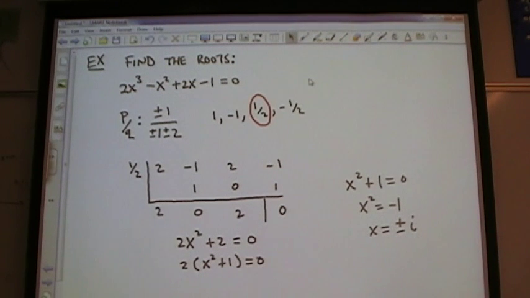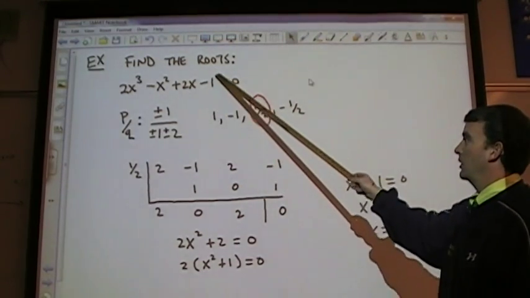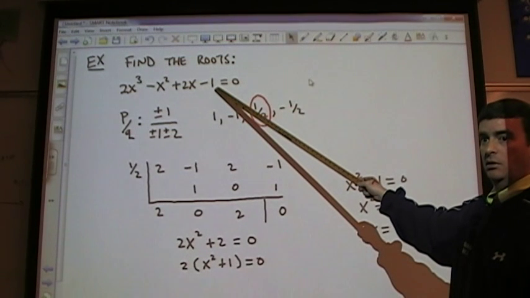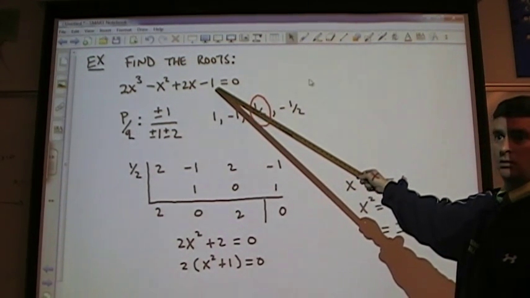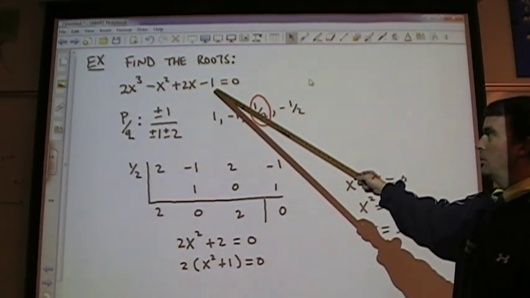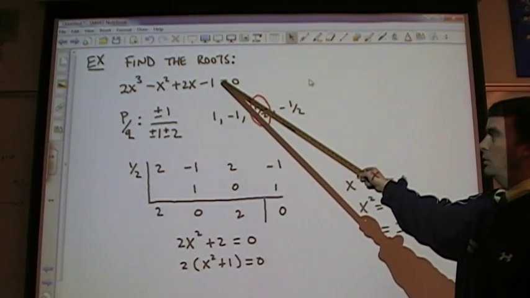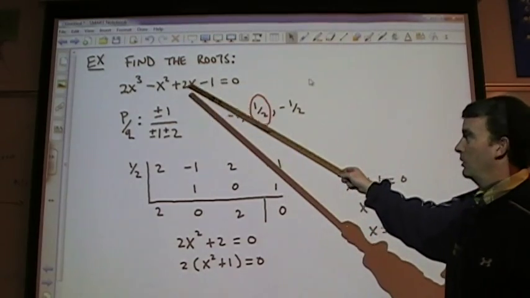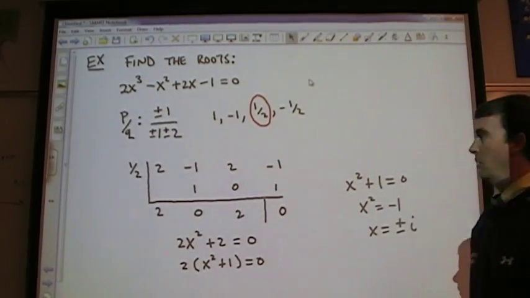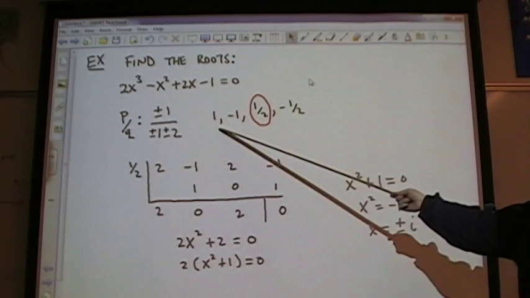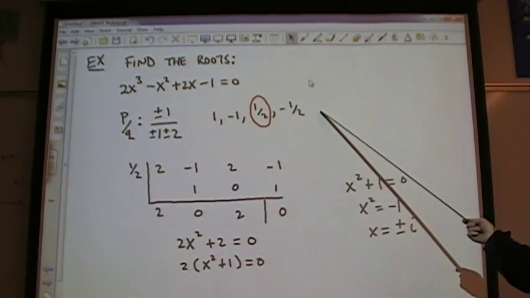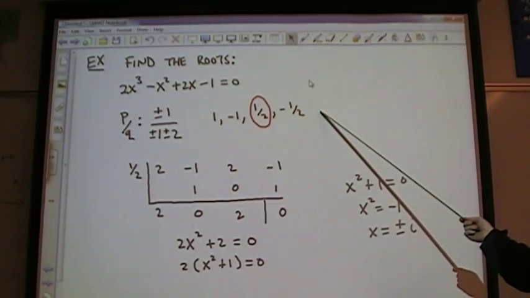How come at the top you didn't put plus or minus 2? Because at the top, you're looking at this number. What are the factors of 1? Just 1. But 2 is a constant too. No. Your constant's 1. You're looking at the last number without a variable and your leading coefficient. So does everybody understand that these 4 are my only possible rational roots?